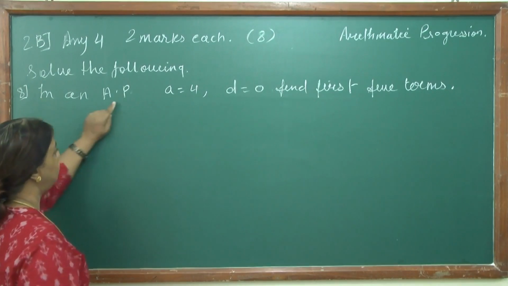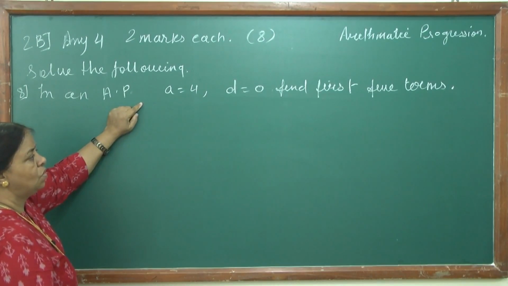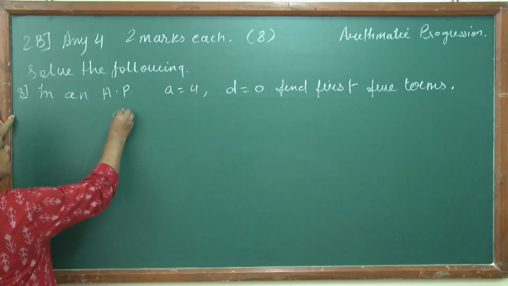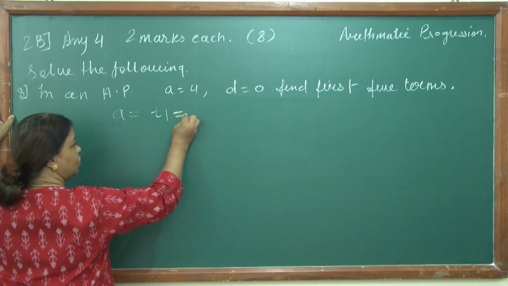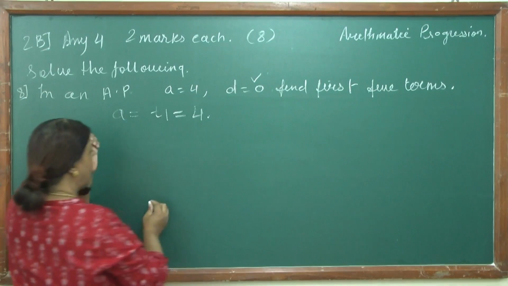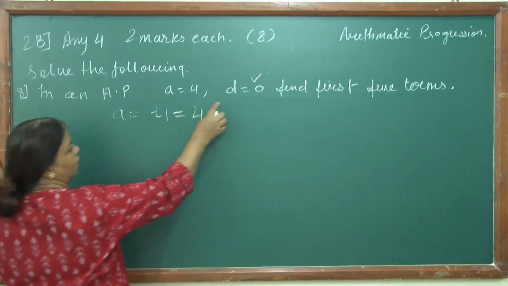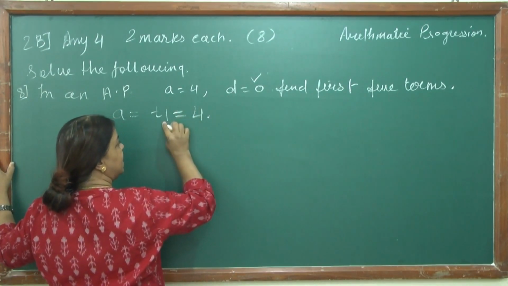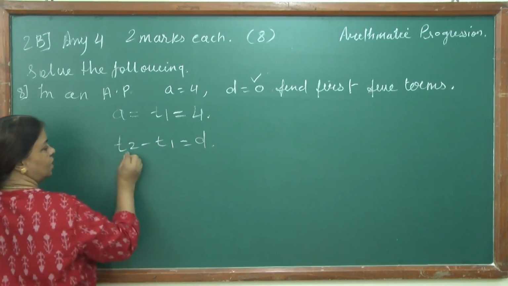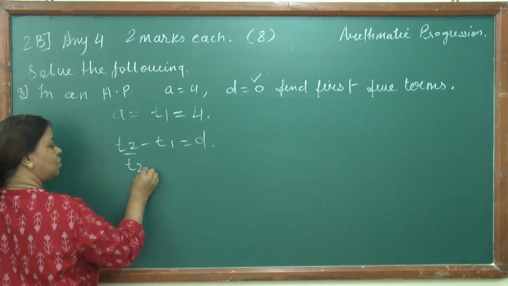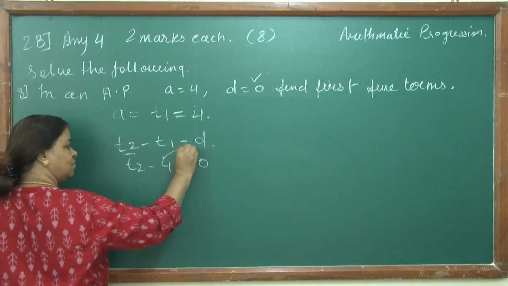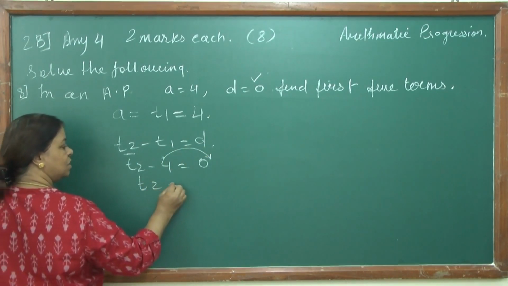Eighth sum, in an AP, A is equal to 4, D is equal to 0. Find the first 5 terms. A is given 4. A is nothing but T1 which is equal to 4. And we have D also, which is 0. And we know the formula which is related to D and T. T2 minus T1 is equal to D. T2 we don't know. So T2 minus 4 is equal to D. D is 0. Minus 4 will come here. So T2 is equal to plus 4.